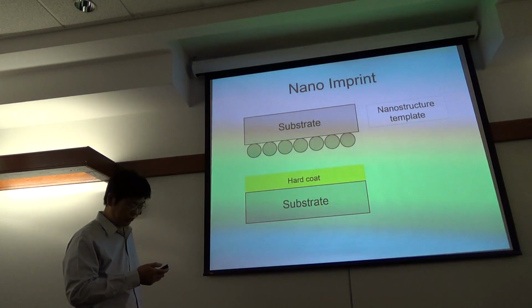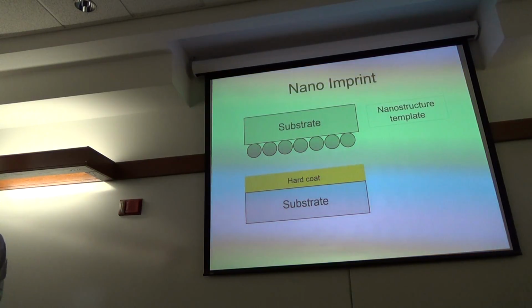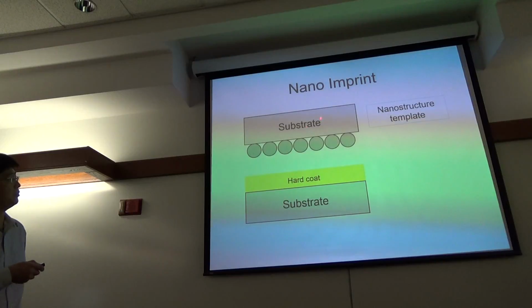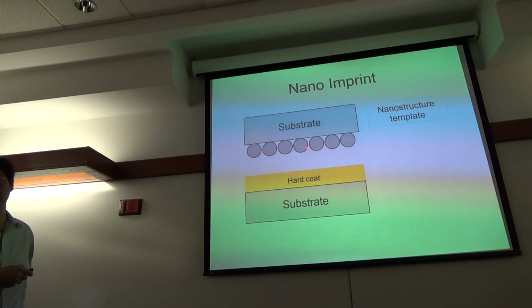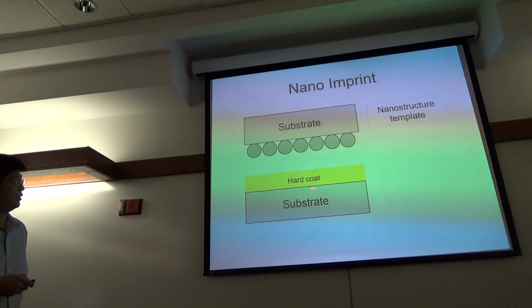Okay, so how do we make this surface? So first, we have the nanostructure template. So this is the SiO2 nanosphere. So we use spin coating on the substrate. This substrate can be glass or silicon. You have to tune carefully. So there will be a self-assembled monolayer of the silica spheres. And the other substrate is a flexible substrate, for example, PET.